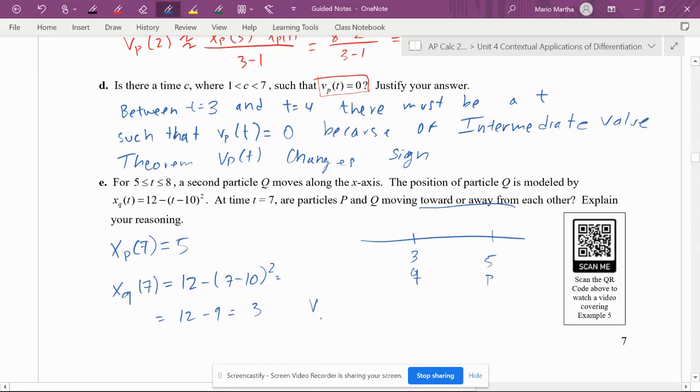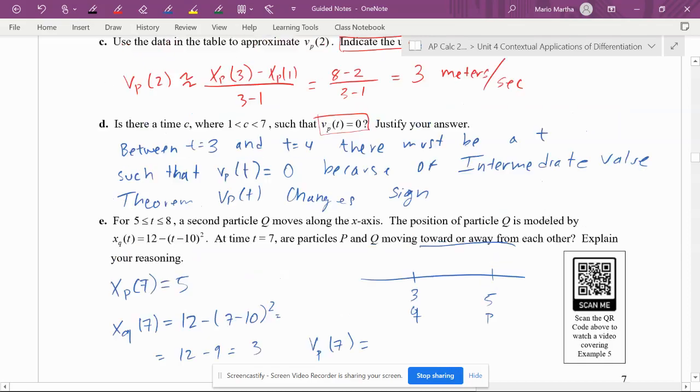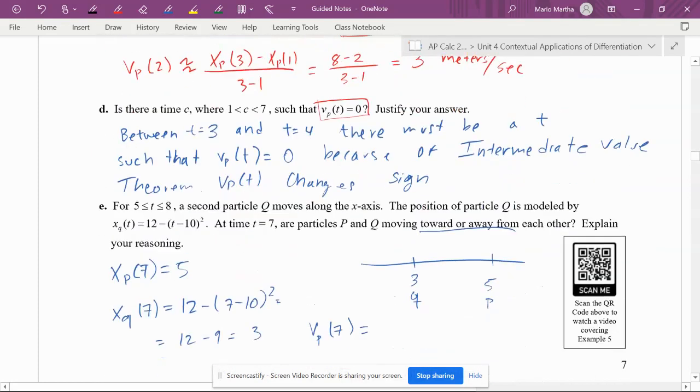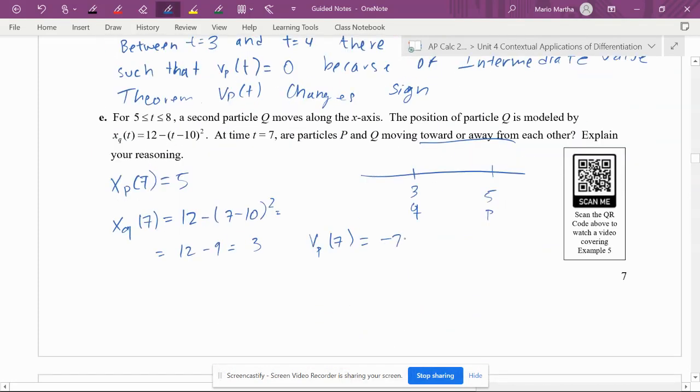So v of p at 7 is equal to, let's see what goes on at 7, -4. So that means that this one is moving to the left, right? So we can say v of p of 7 is less than 0, so it moves to the left. And then we want to find v sub q at 7.